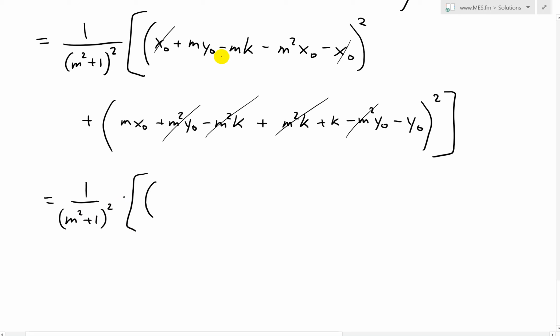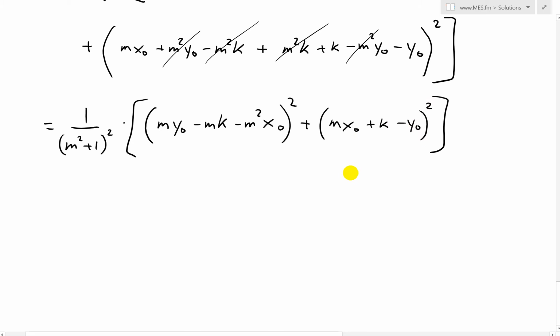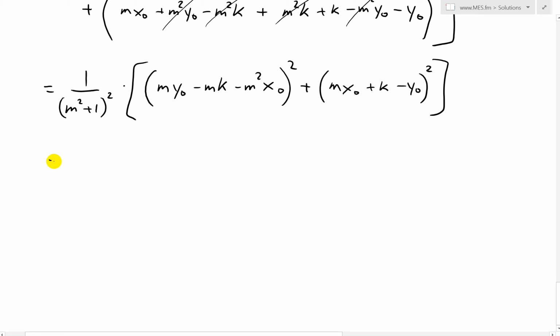Now we have this one across, so what we'll have is (my0 − mk − m²x0) squared, plus, now we have it on this side, (mx0 + k − y0) squared. Now what we'll notice is these are actually very similar, but we have an m here, and this is a positive mx0. What I'm going to do is factor out one of the m's and see what we'll get. It's actually quite fascinating.